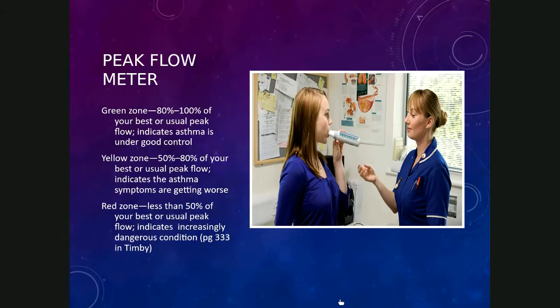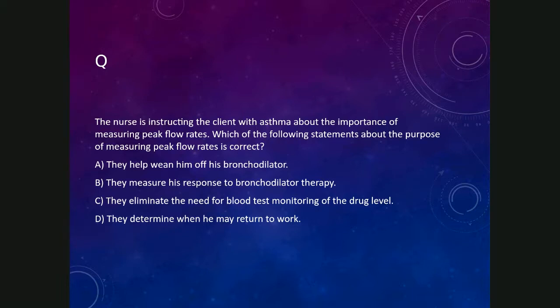Let's move on to a question. The nurse is instructing the client with asthma about the importance of measuring peak flow rates. Which of the following statements about the purpose of measuring peak flow rates is correct? A, they help wean him off of his bronchodilators. B, they measure his response to bronchodilator therapy. C, they eliminate the need for blood test monitoring of the drug level. And D, they determine when he may return to work. Good. It is B.